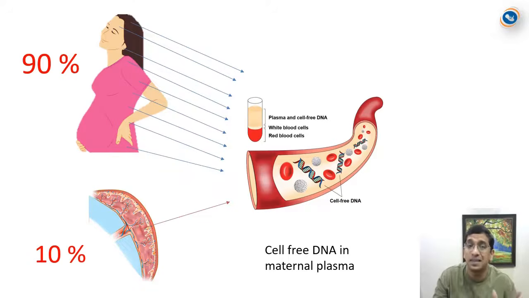Ten percent comes from the placenta. And how does it come from the placenta? The maternal side of the placenta is in constant touch with the mother's blood. There is interaction between the placental surface and the mother's blood for exchange of various nutrients and other substances. In this outer layer of the placenta, there are cells, the syncytiotrophoblasts and cytotrophoblasts, which are dying, and as they die they release DNA bits which enter the maternal blood. So 10% of the cell-free DNA in maternal blood comes from the placenta.